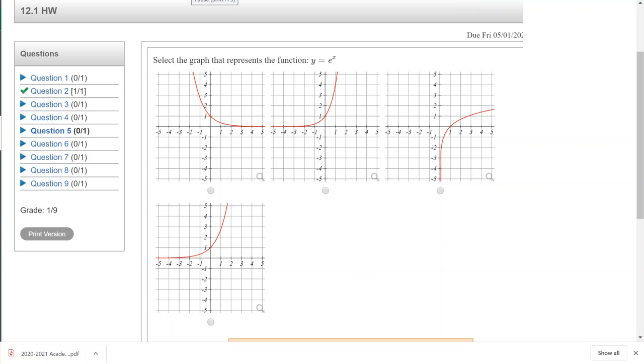In this video, we are going to talk about question 5 from homework 12.1. In question 5, they're asking you to sketch the graph of the function y equals e to the x. And so you were just choosing among these four which one is the correct graph. I'm not going to choose it for you, but I do want to talk about what the heck is this number e.